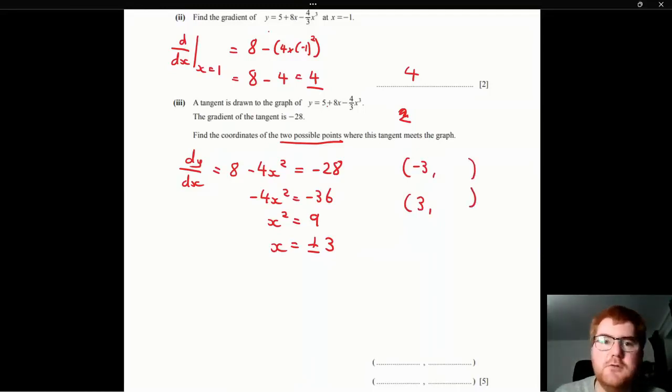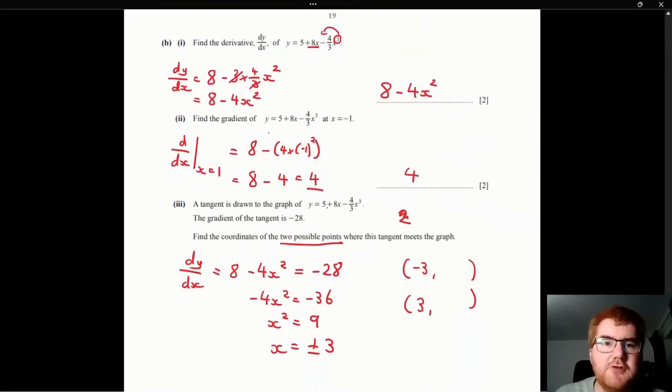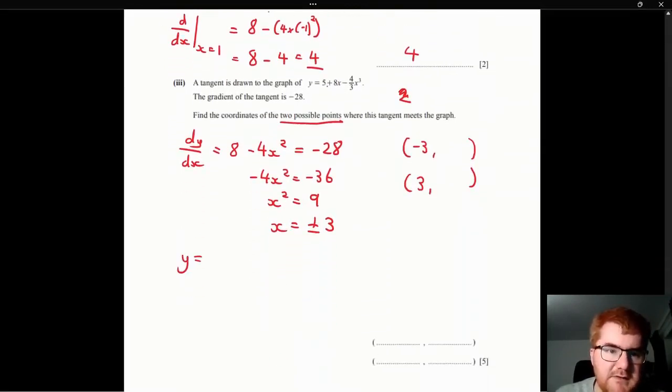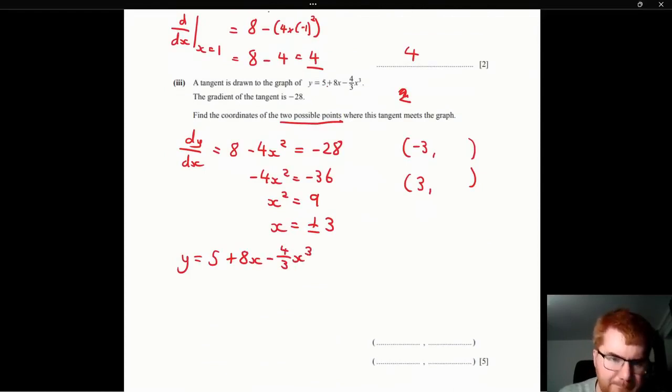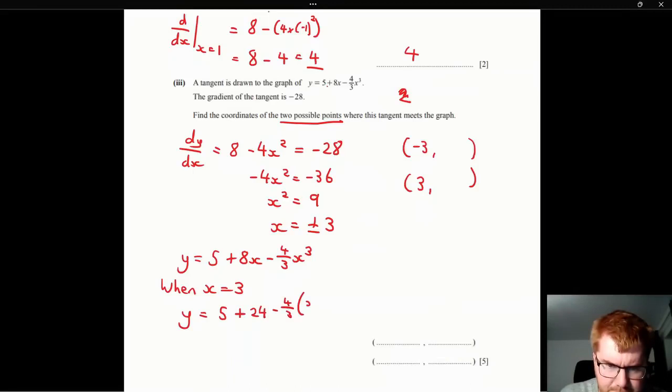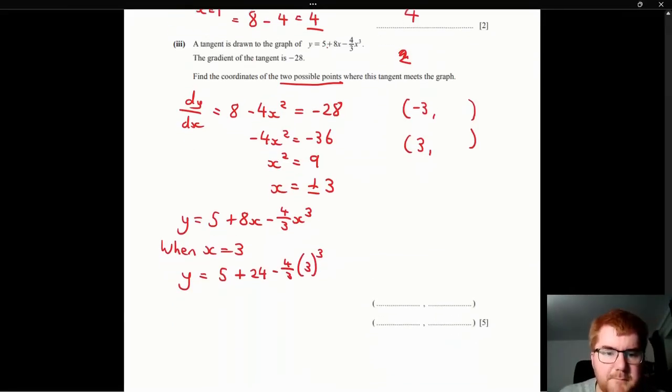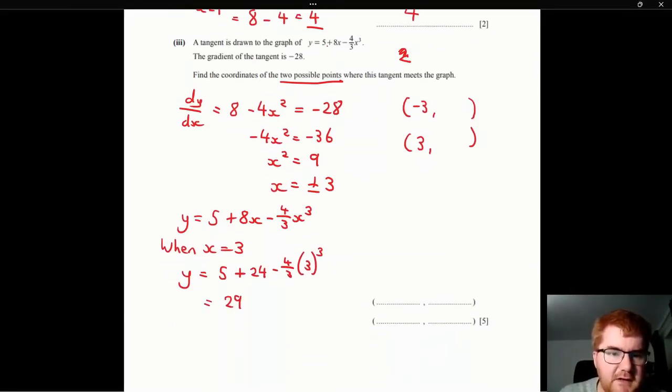Okay, now we've worked out the x coordinates, we need to work out the y. So we take our original function, y equals 5 plus 8x minus 4 over 3 x cubed, and work out the y coordinates for both. So when x is positive 3, y is equal to 5 plus 24 minus 4 thirds times 3 cubed. This simplifies to 29, and 3 cubed is going to be positive 27. We get a cancellation.